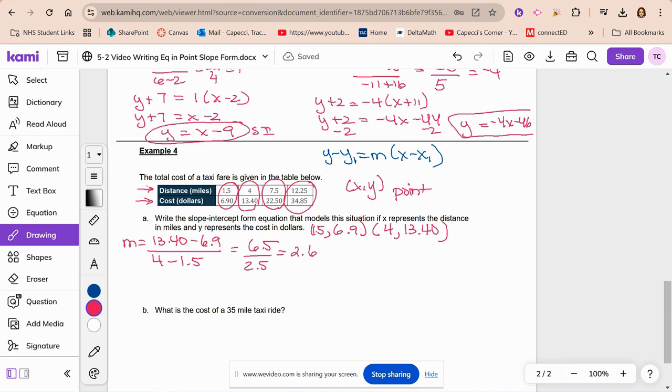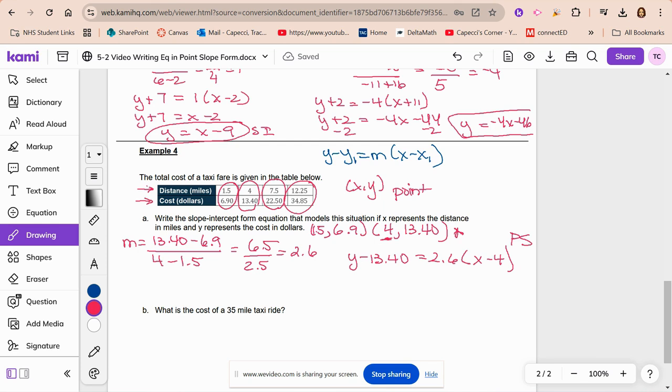Now, again, I can use either point. I'm going to use this one just because it has a 4. There's no decimal in that particular x coordinate, so I'm going to use that. So I have y minus 13.40 is equal to my slope, which is 2.6, times x minus 4. This is my point slope form.